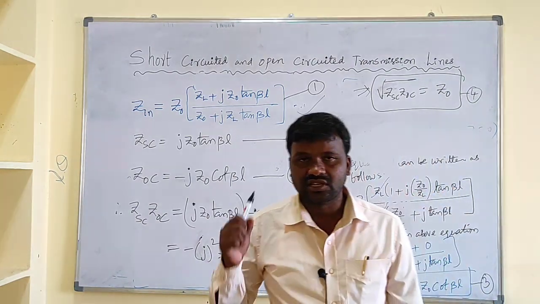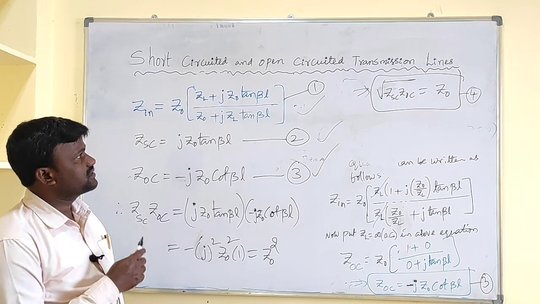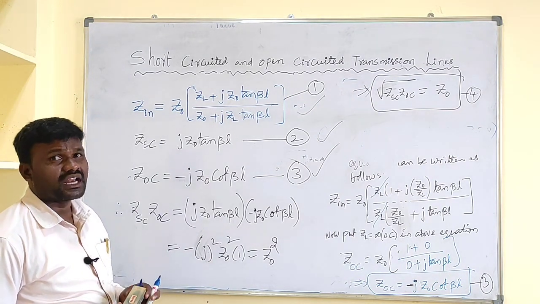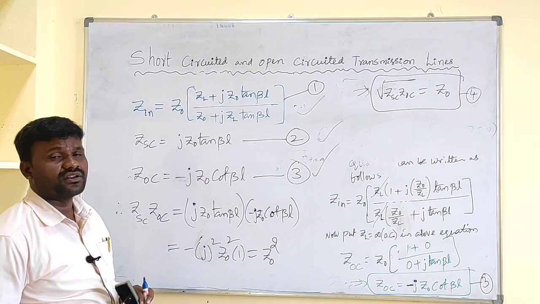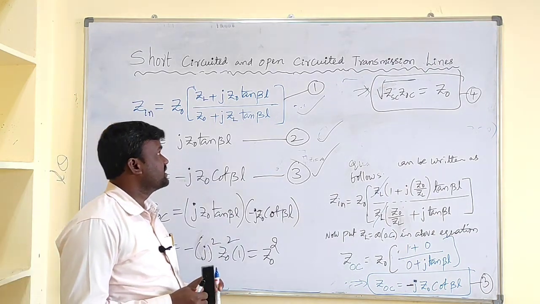This is all about short circuited and open circuited lines. We will meet in the next class. In the next class we will discuss the reflection coefficient on the transmission line, or reflection coefficient at any point on the transmission line.